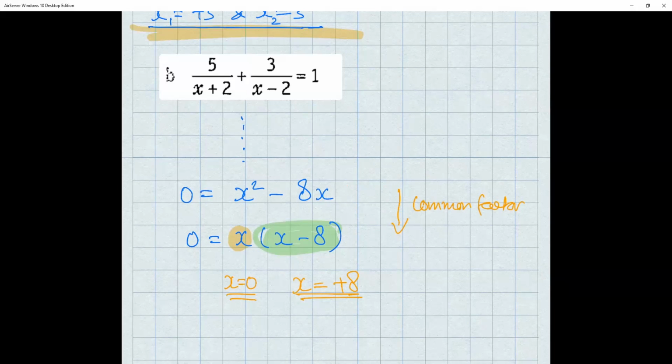We're left with x minus 8. And as we said before, either the first item, the orange item, is a 0 because it's multiplying by the x minus 8, or the x minus 8 is a 0. If the x minus 8 is a 0, x is 8. And if the first item is 0, it's just equal to 0. So here are your solutions.